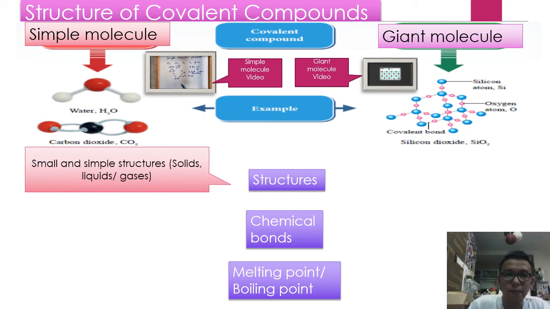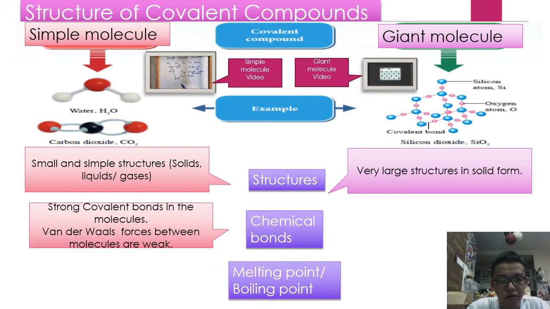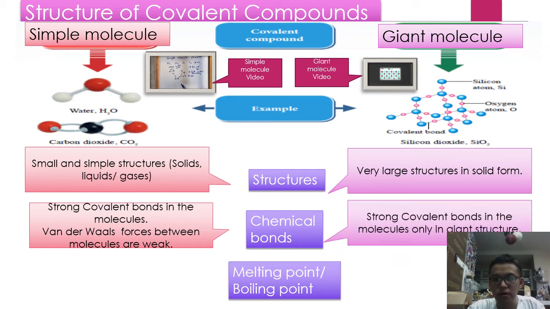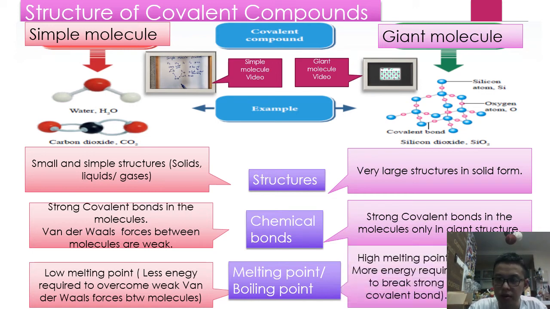So simple molecules have a very small structure. Normally they are solid, liquid, or gases. While giant molecules normally have a large structure in the solid form. A simple molecule has strong covalent bonds within the molecule, but weak van der Waals forces between molecules. Whereas giant molecules have only strong covalent bonds. For melting point, a simple molecule has a low melting point, so less energy is required to overcome the weak van der Waals force between the molecules, while a giant molecule has a high melting point.